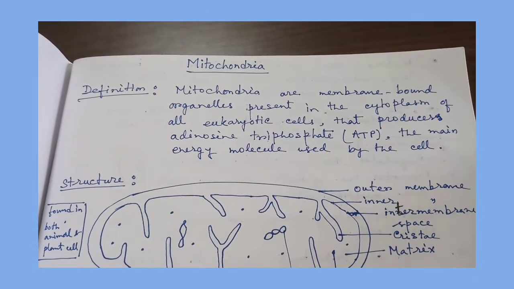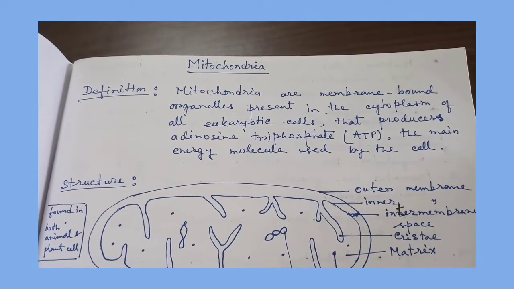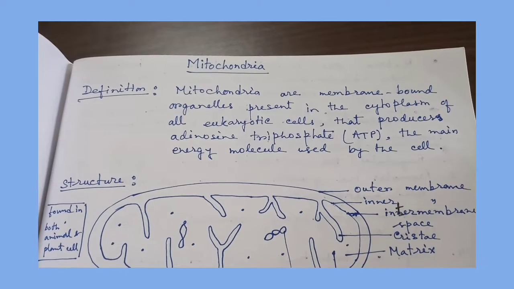Mitochondria. Mito means thread, chondrion means granule. So, mitochondria are the scattered minute particles in the cell in the form of rod, ovoid or thread-like bodies.